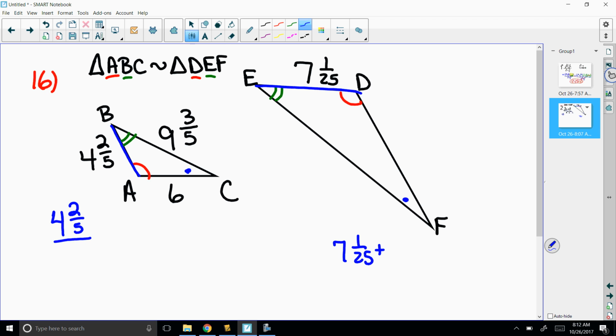4 and 2/5 over 7 and 1/25 equals what? 6 over... What if I did that? So it would be 6 over what? X. So cross multiply and divide? You did that on your calculators? Okay, what'd you get when you did that? 48/5?